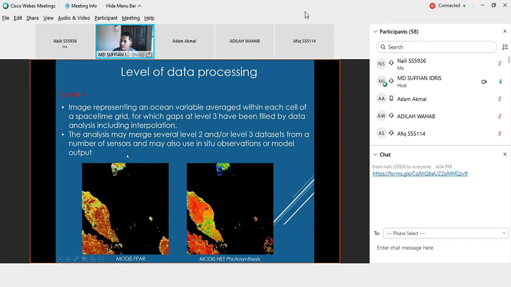Dan ini adalah level 4 sebagai contoh, level 4, image, representative and ocean variable average with each cell of space-time grid for which gaps at level 3 have been filled by data analysis using interpolation. Sama ada dibuat interpolation ataupun dia derive daripada lain-lain produk. Sebagai contoh untuk photosynthesis, daripada chlorophyll data, juga daripada bar punya data. MODIS F bar, fraction photosynthetic active radiation. Ini adalah untuk level 4.